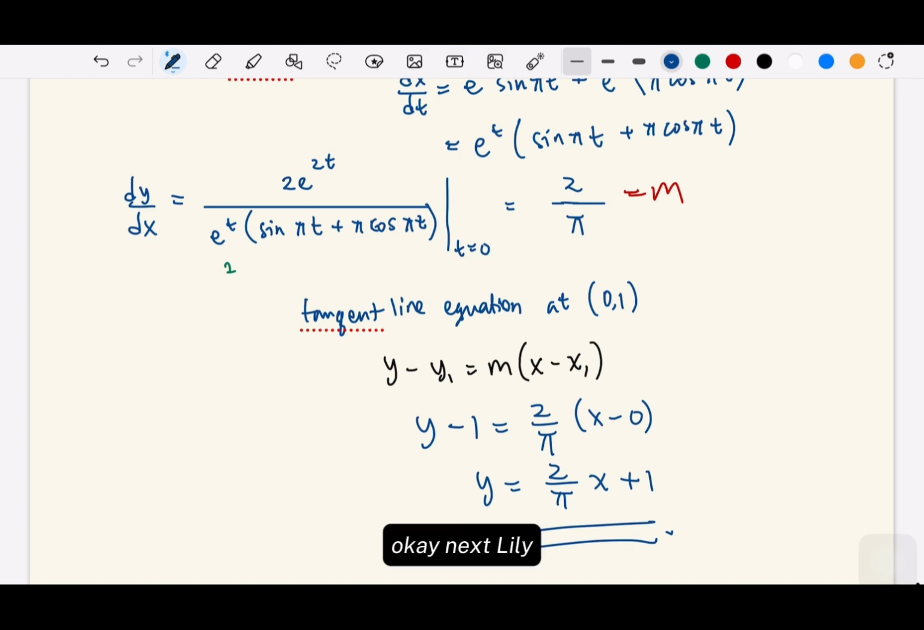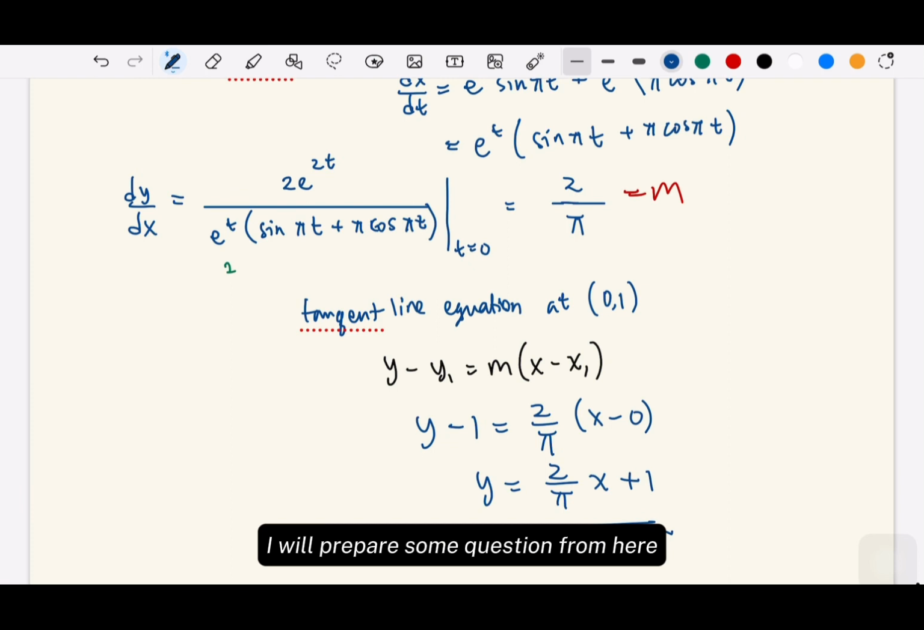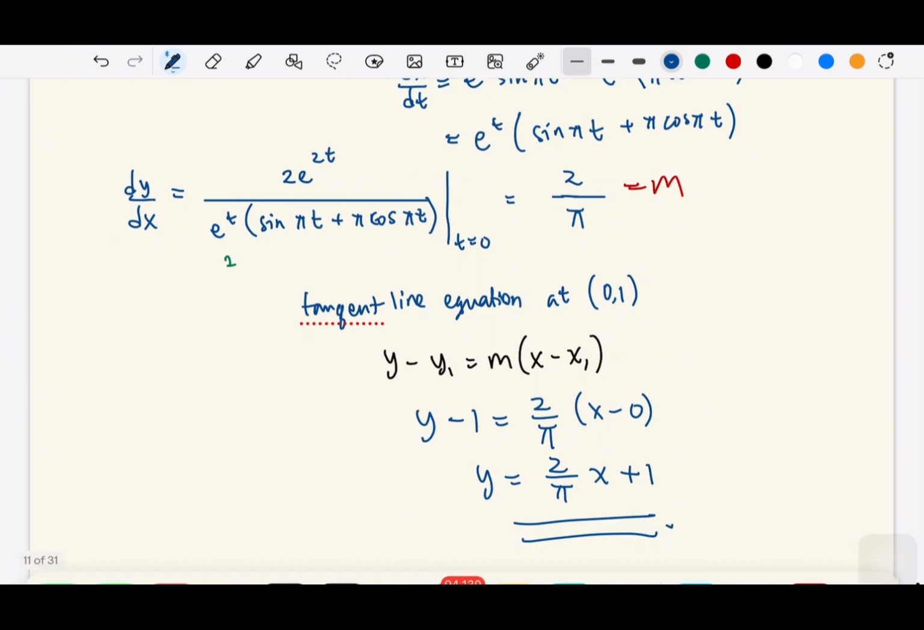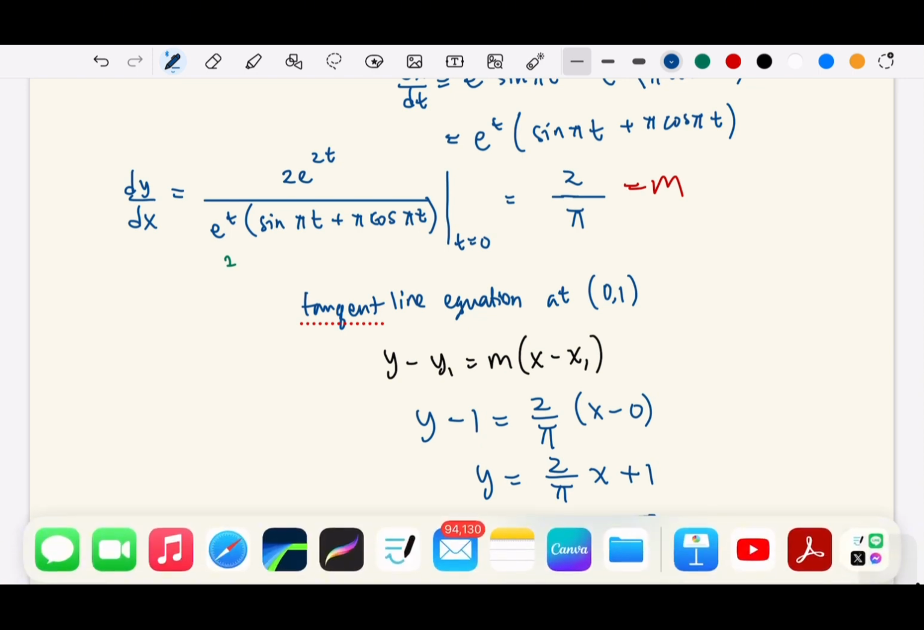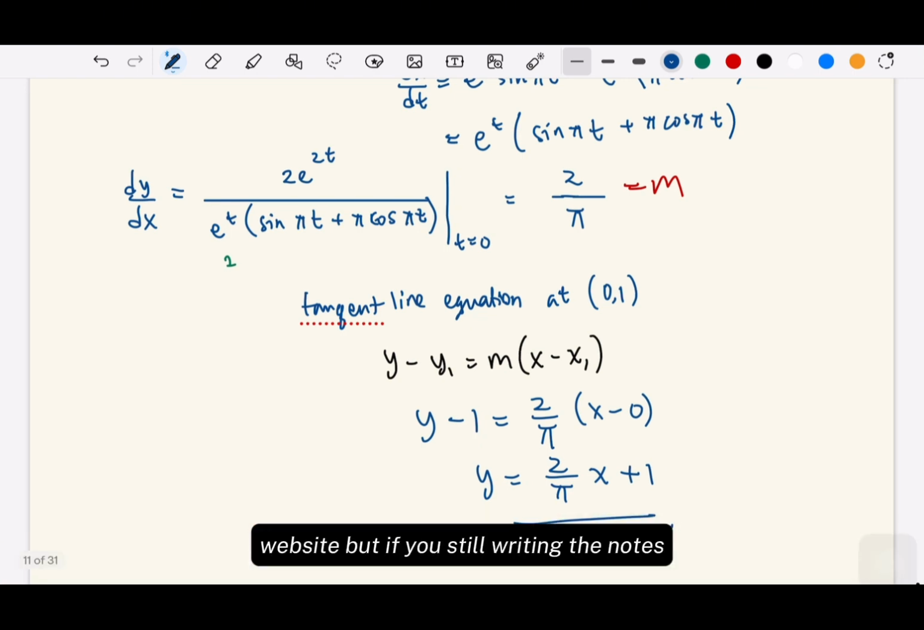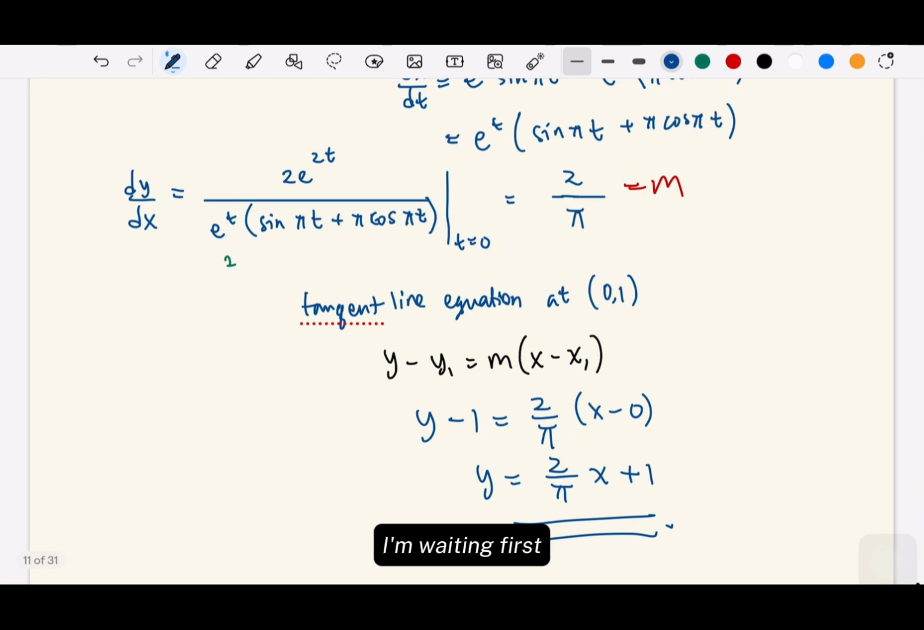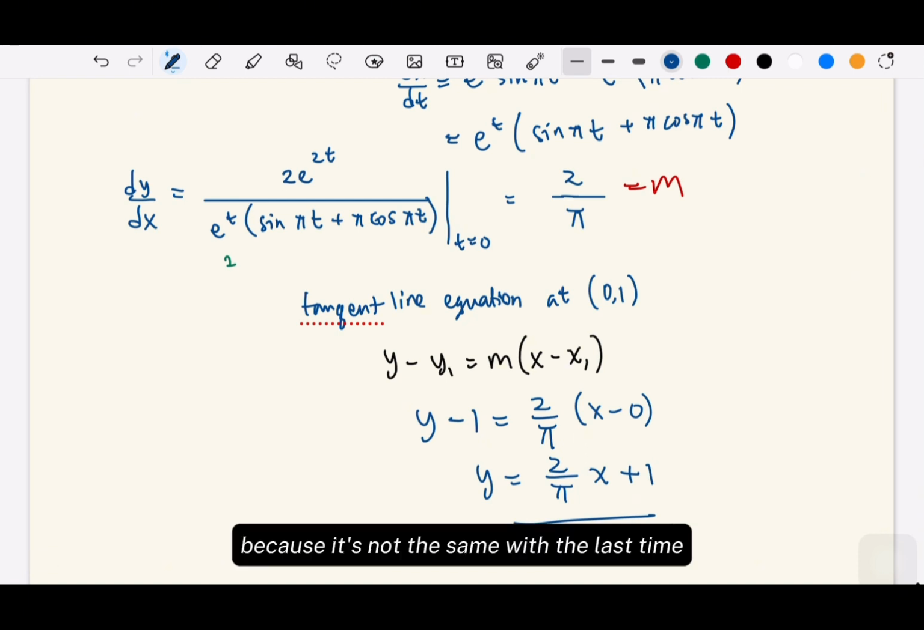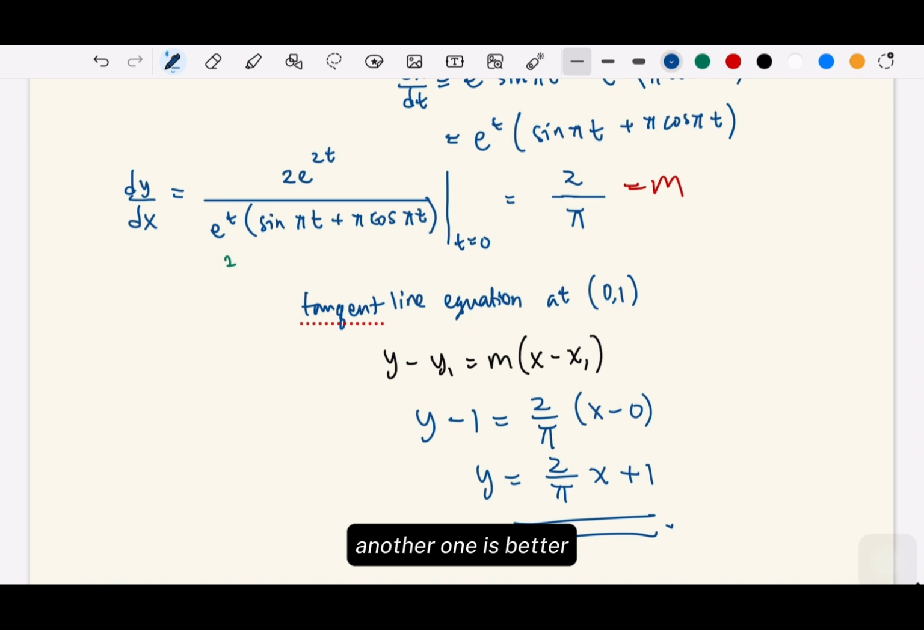Okay, next will be the post test. I will prepare some questions from here, and what you need to do is just try to log in. Let me put the website, but if you're still writing the notes, I'm waiting first, because it's not the same as last time. The Mentimeter, I'm trying another one. I think it's better.